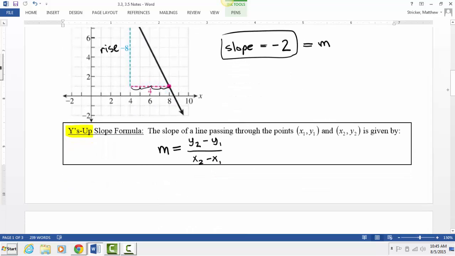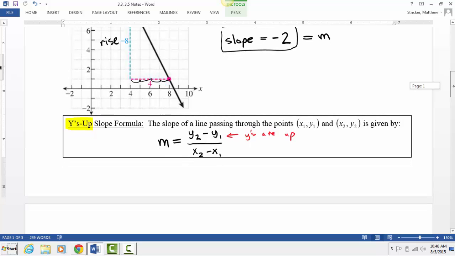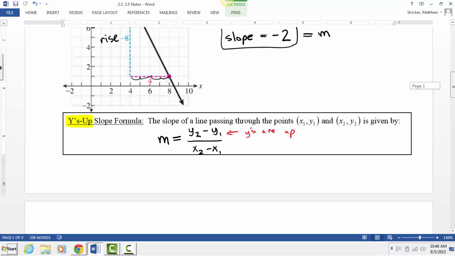Now, why do I call it the y's up slope formula? Because the y's are up. So, if somebody in class next time asks you, how do you find the slope again? If you know the 2 points on a line, you just have to tell them a simple phrase. You just say, y's up. I know that's a bad joke, but it helps people remember. So how do we find the slope of a line if we know 2 points on it? We y's up.